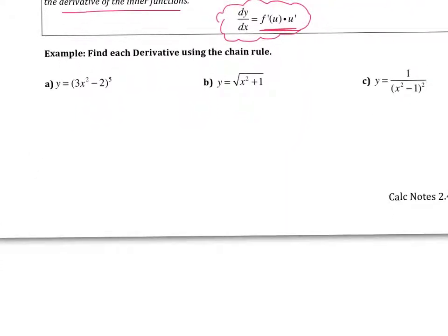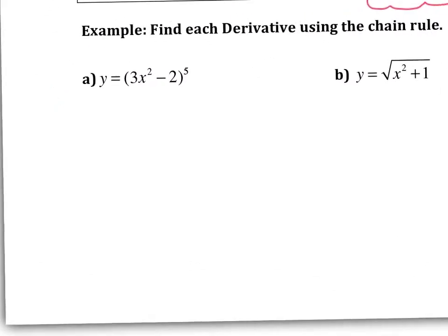Alright, so here's an example. Find each derivative using the chain rule. What we first need to do is go through and label what u is equal to and what f of u is equal to. So u equals 3x squared minus 2, and f of u is equal to u to the 5th power. And what we need to do for each one of them is find the derivative.